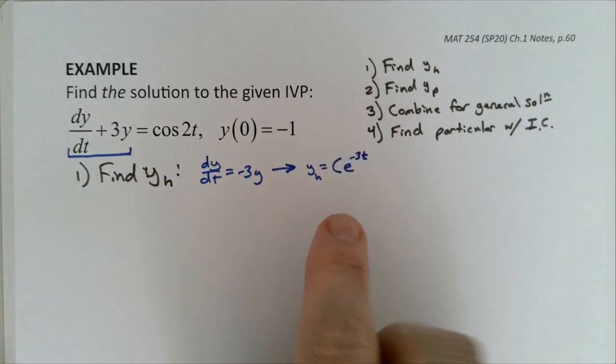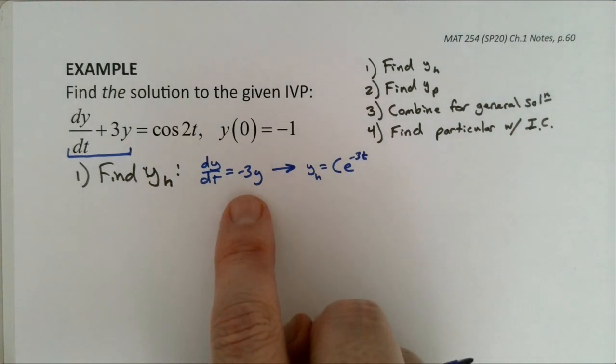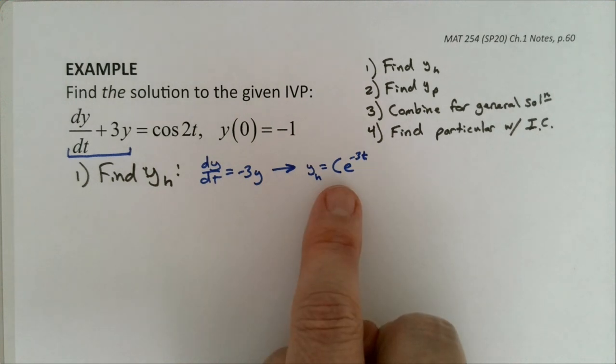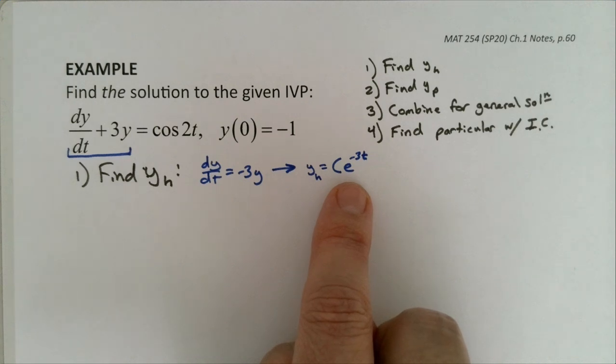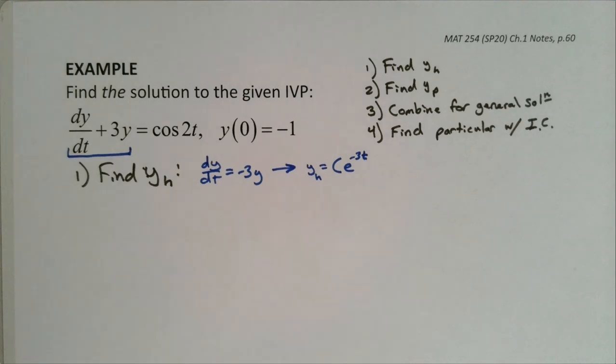And again, I'm doing this because I've done these so many times, and this is really just a review of section 1.2 using that separation of variables technique. If you don't see it right away, that's okay. Off to the side, you can do that process as well. So now we have our y sub h.